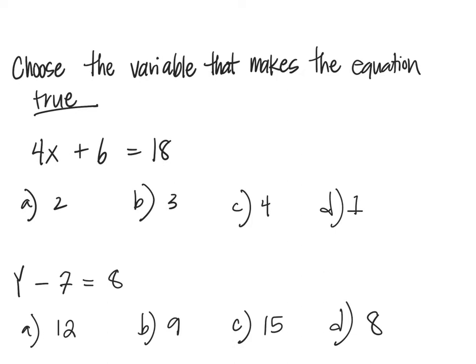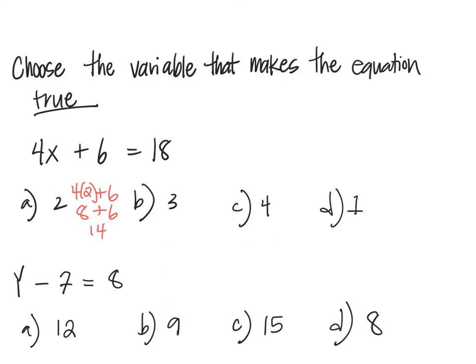So the variable answers, we have possibilities of 2, 3, 4, and 1. So I'm going to plug in each of them. All right, 4 times 2 plus 6. 4 times 2 is 8. 8 plus 6, I'm following my order of operations. 8 plus 6 is 14.